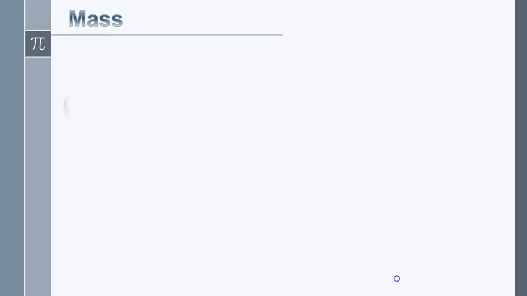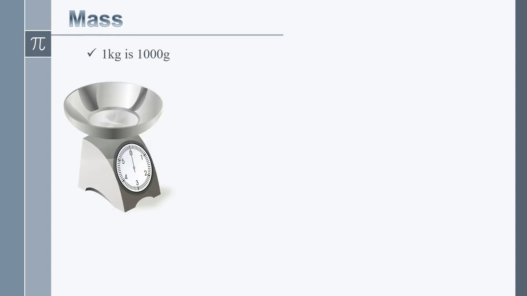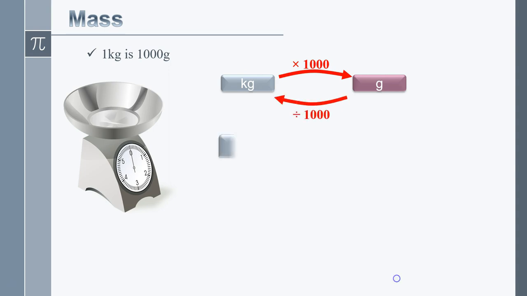On we go. So the next one we're talking about is mass. Now, at this point in time, you can treat mass and weight as basically the same thing. You're more familiar with kilograms and grams being measuring how much something weighs. There is a slight technical difference, but at the moment, let's really not worry about that. So we've got 1 kilogram is 1,000 grams, so this time our conversion is times or divide by 1,000.